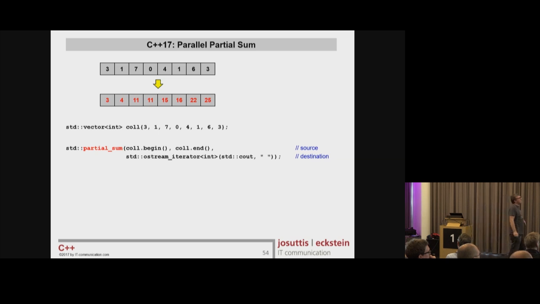So the first result is 3, the next is 3 plus 1, the next is 3 plus 1 plus 7, etc. That way we convert relative values, for example, to absolute values, which is pretty common to need, because we might try to find a threshold where the bar was too high when we had added different values. So that's an algorithm that's widely used. And we have a parallel version of it in C++17.